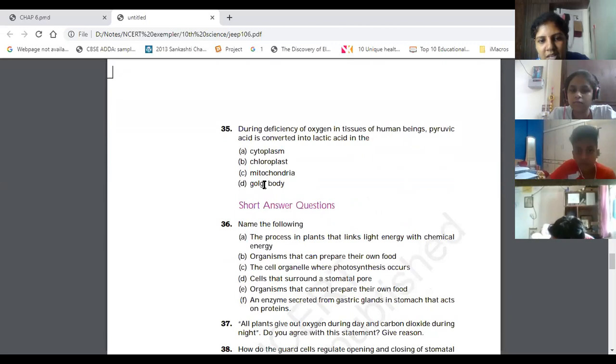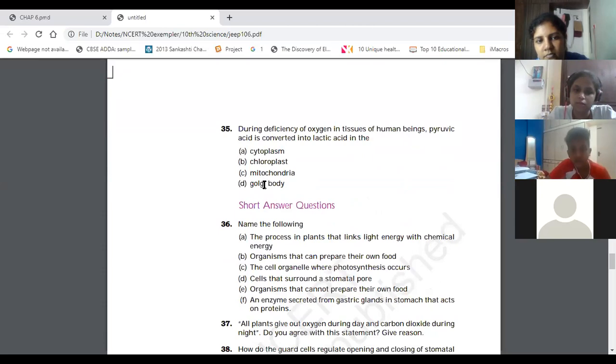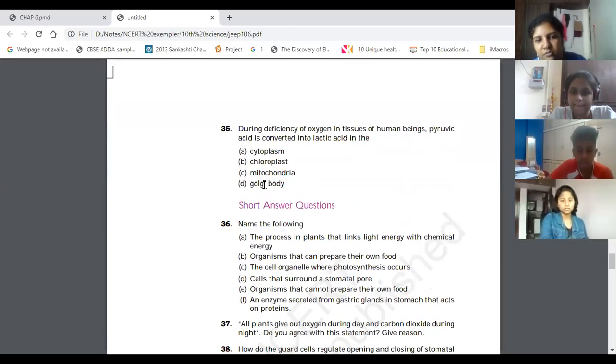Name the process in plants that links light energy with chemical energy. Photosynthesis. Organisms that can prepare their own food. Autotrophs. The cell organelle where photosynthesis occurs. Chloroplast. Cell that surrounds stomatal pore. Guard cells. Organisms that cannot prepare their own food. Heterotrophs. An enzyme secreted by gastric glands in stomach which acts on protein. Pepsin.